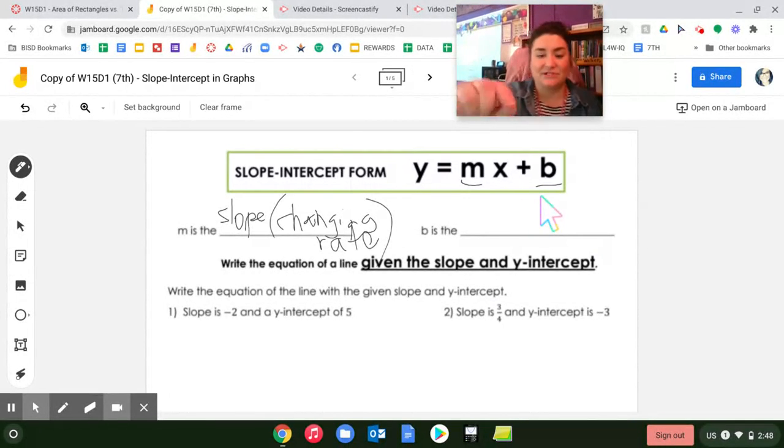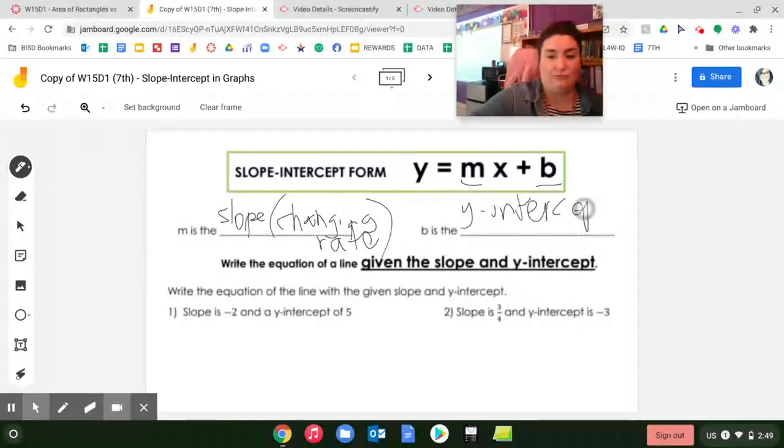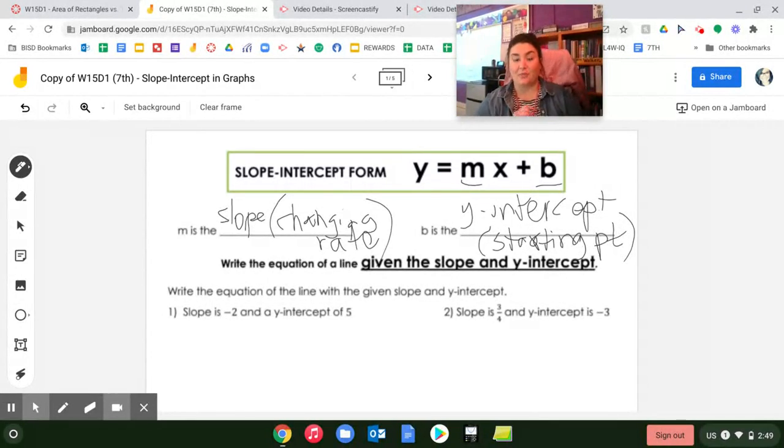B is going to represent your y-intercept, which is a starting point. So in the haircut problem, our y-intercept was negative 200, and that represented where the business started at 0 haircuts. She had to pay money before she could start cutting people's hair, right? She had to have electricity, water, chairs, mirrors, all those things, okay? So that's your starting point.